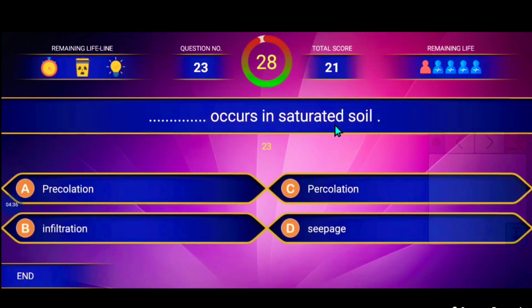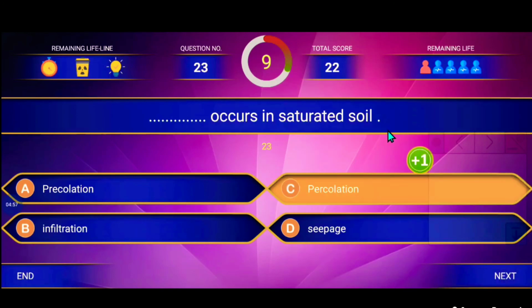Go to the next question. So the dash dash occurs in saturated soil. First option is percolation. Second option is infiltration. Third option is percolation, and last option is seepage. So these two options are confusing. So read carefully first. So the correct option is percolation occurs in saturated soil.